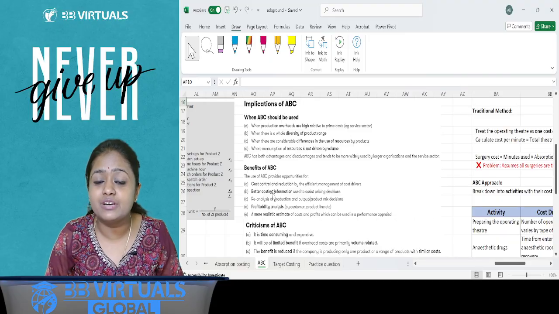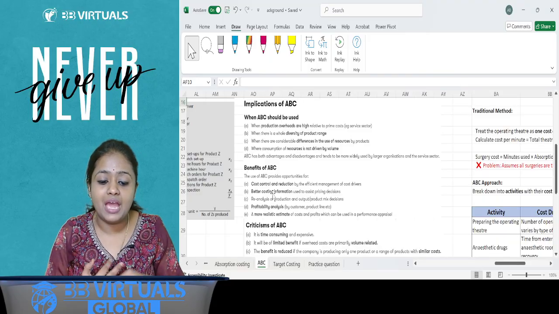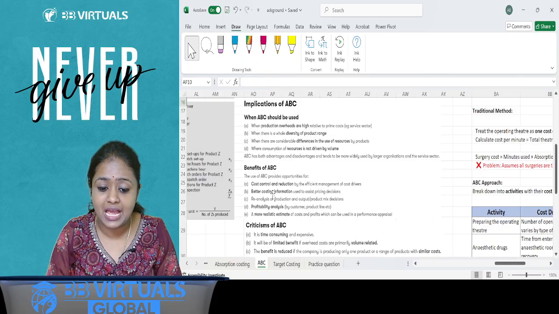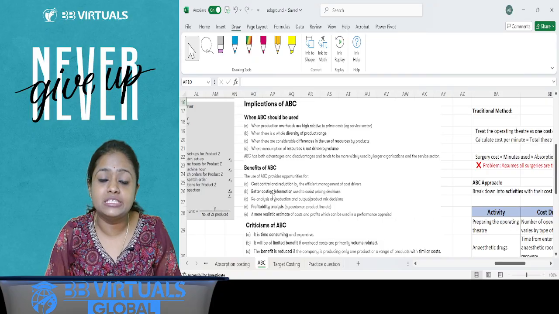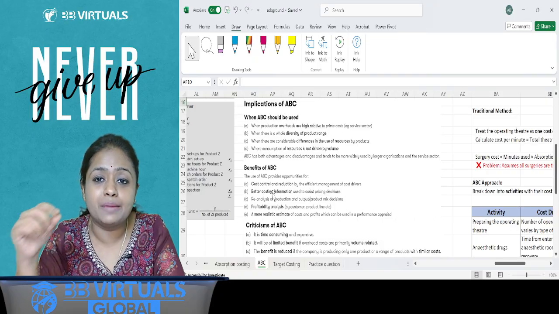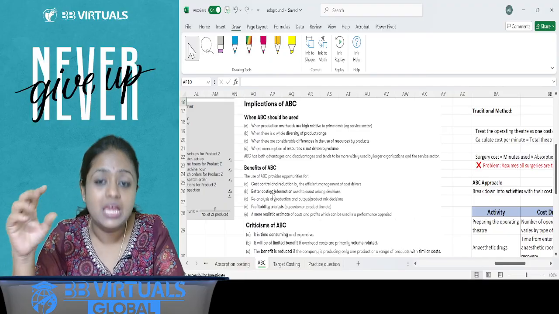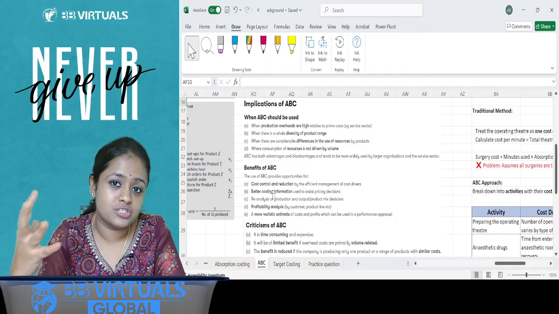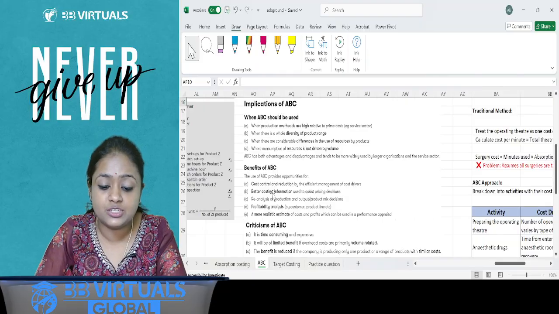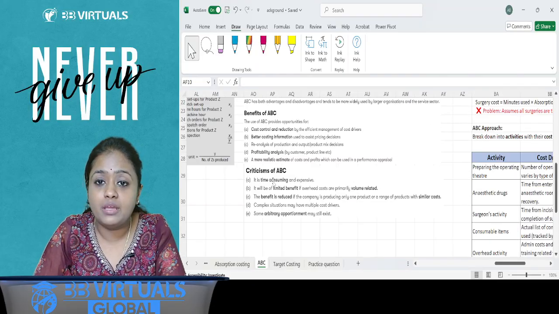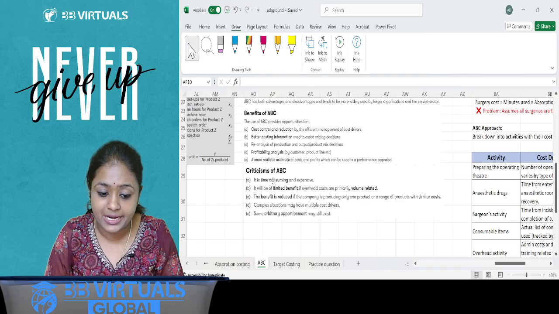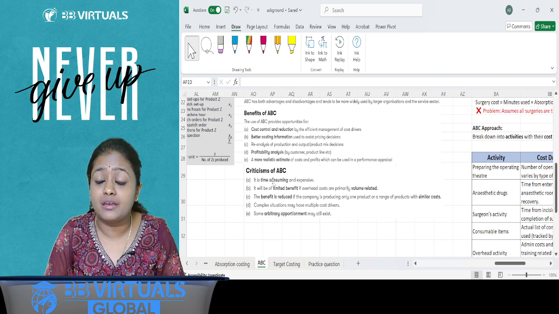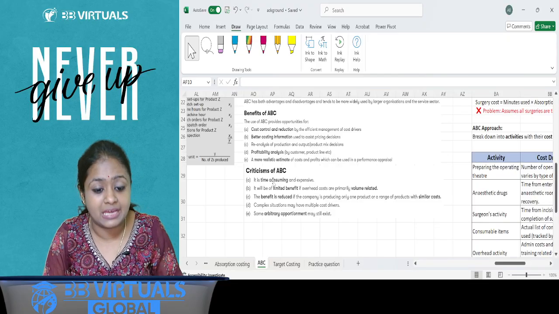So when we have diversified products, when we have a very high production cost, when we have activities which are not driven by just labor hours, machine hours or units, but rather by other cost drivers, then yes, we need ABC to be in place. What are the benefits? With ABC, we have the correct allocation of overheads, and the correct profitability analysis can be made.